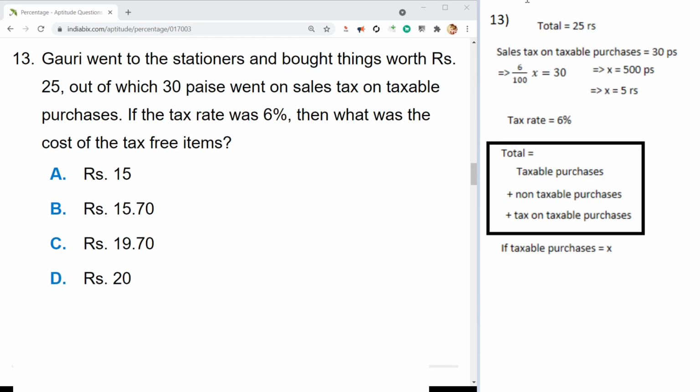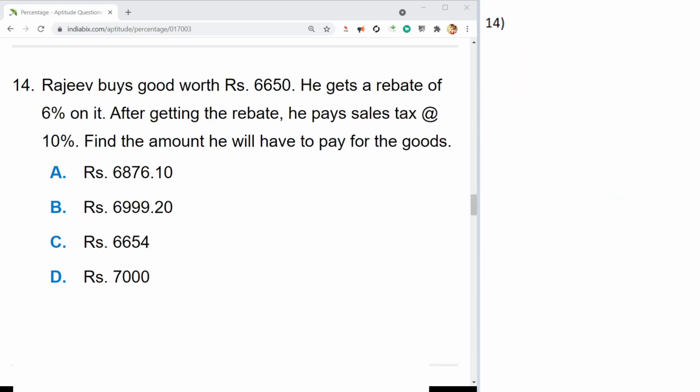If you substitute the values in total equals taxable purchases plus non-taxable purchases plus tax on taxable purchases, total is 25 equals taxable purchase we got as 5 rupees plus non-taxable purchases we need to find plus sales tax on the taxable purchase, which is 30 paisa. 30 paisa means 0.3 rupees. We get non-taxable purchases as 19.7, which is option C. Option C is correct. Let's see problem number 14.